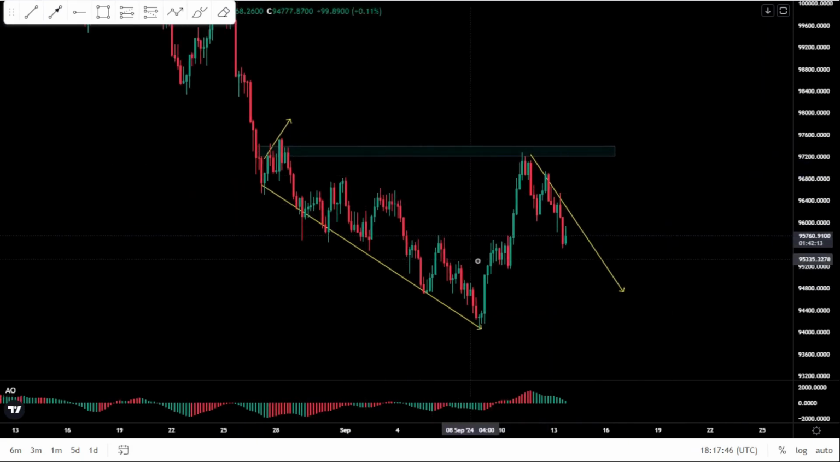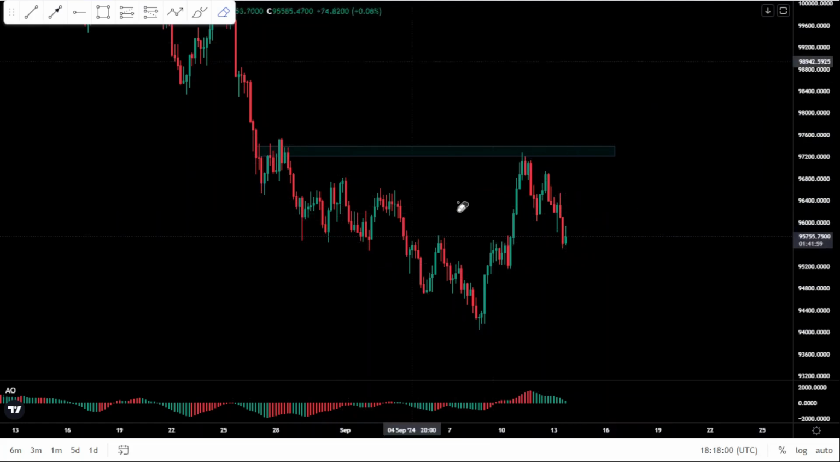You can see clearly here that the market actually came all the way and tapped that level, and then it just moved to the downside. It's just as simple as that. But this is a 4-hour time frame, so let's see what happened here on the 1-hour time frame.